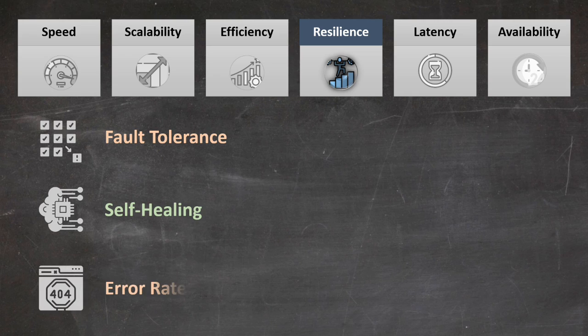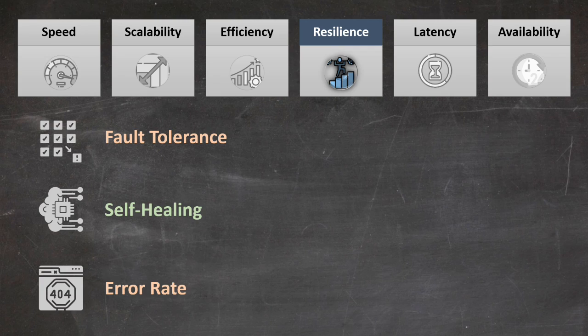Third metrics are the error rate and error detection rate. The error rate is a metric that measures the frequency of errors in a system or process. Of course, a lower error rate indicates better accuracy and performance. And the error detection rate measures the system's ability to identify errors when they occur. This is expressed as the percentage of errors successfully identified by the system.